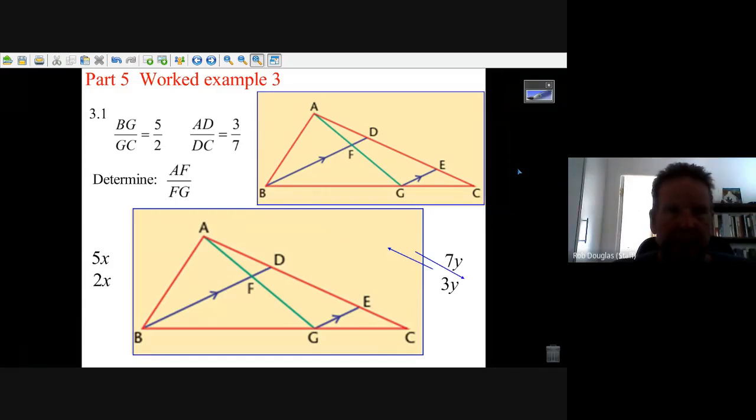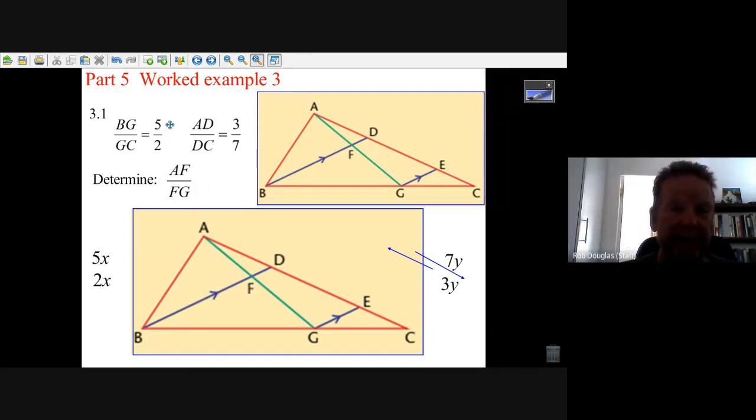This is part 5 of ratio and proportion, and we're looking at worked example 3. How does this work? So we start off, and they give us this information. They say that BG over GC is equal to 5 to 2, and AD over DC is equal to 3 to 7. Okay, so there's a trick for doing these ones.